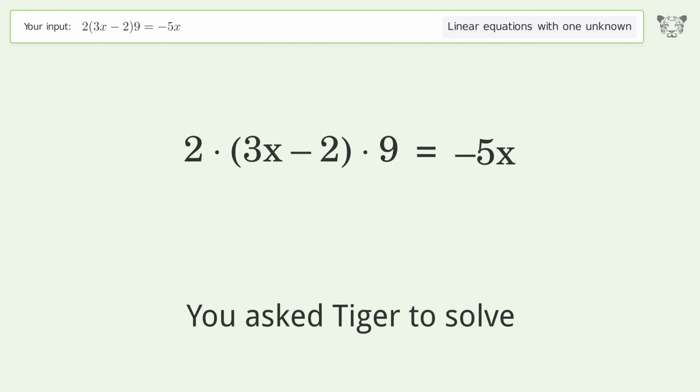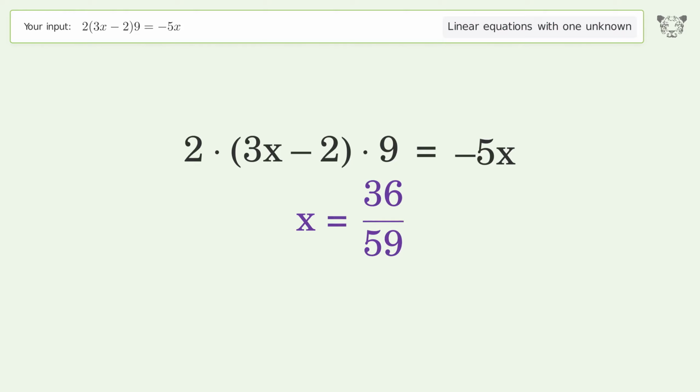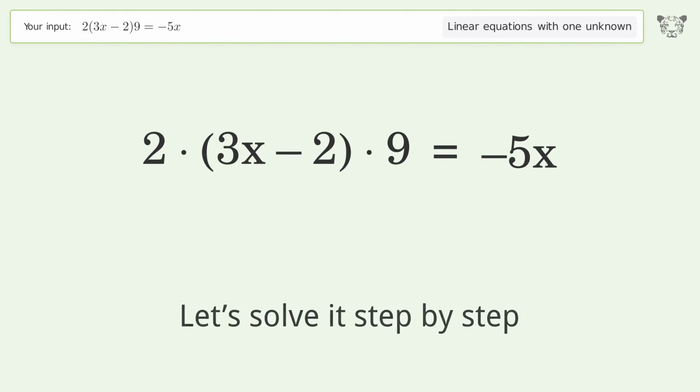You ask Tiger to solve. This deals with linear equations with one unknown. The final result is x equals 36 over 59. Let's solve it step by step.